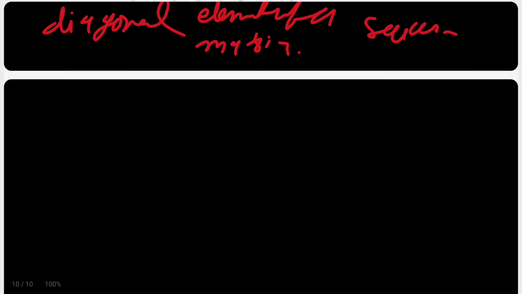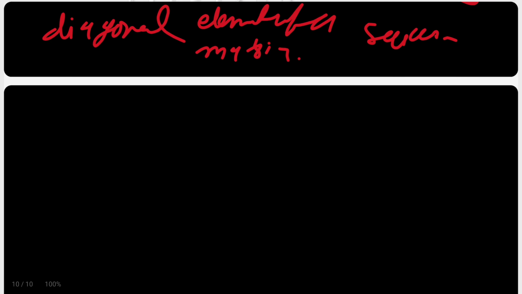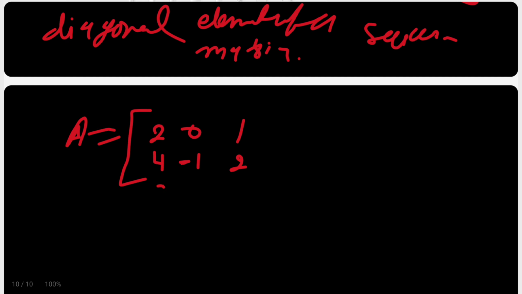Then let me give you another question. Suppose A is given here: 2 0 1, 4 1, minus 1 2, and here 7 6 and 9. Actually, this bracket is not coming out well.